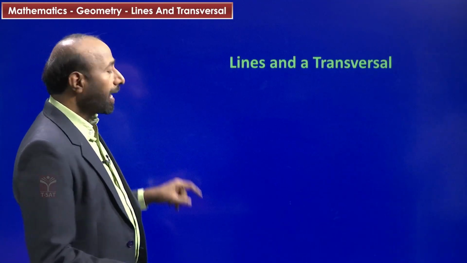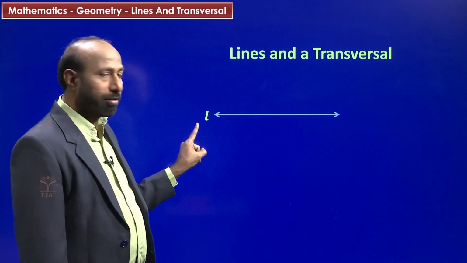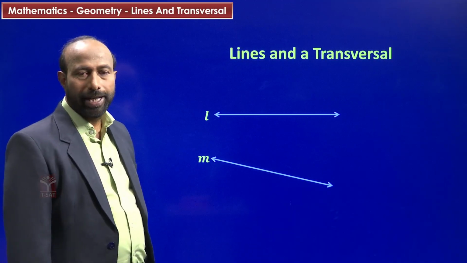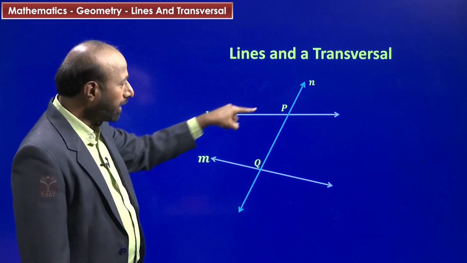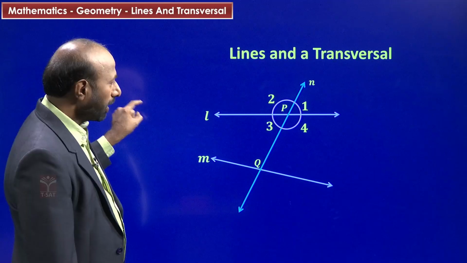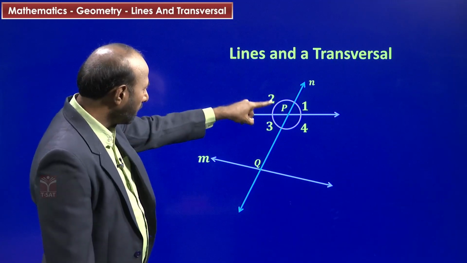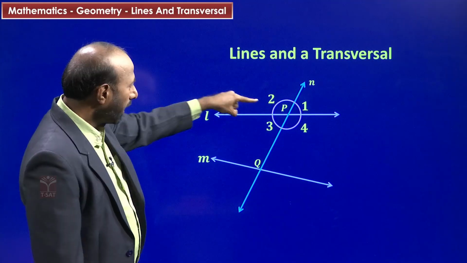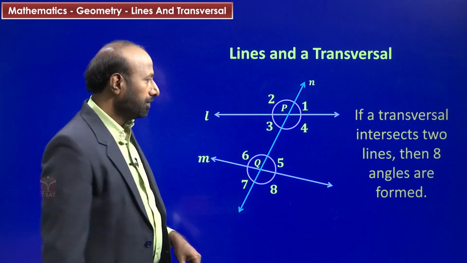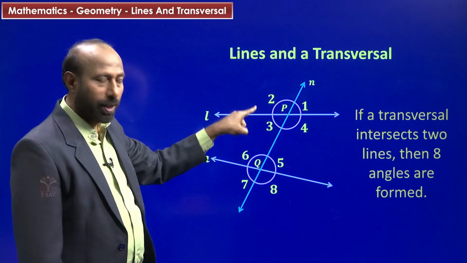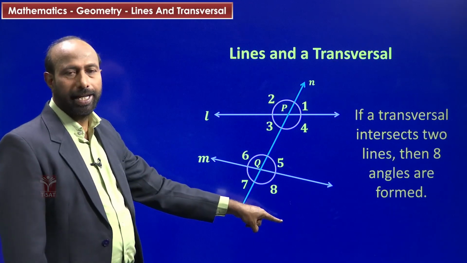Next, lines and a transversal, which is very important. Here we have a line L and one more line M, and the line N intersecting L and M at P and Q. Okay. When the line N intersects L and M at two distinct points, 8 angles are formed: angle 1, angle 2, angle 3, angle 4, angle 5, angle 6, angle 7 and angle 8.